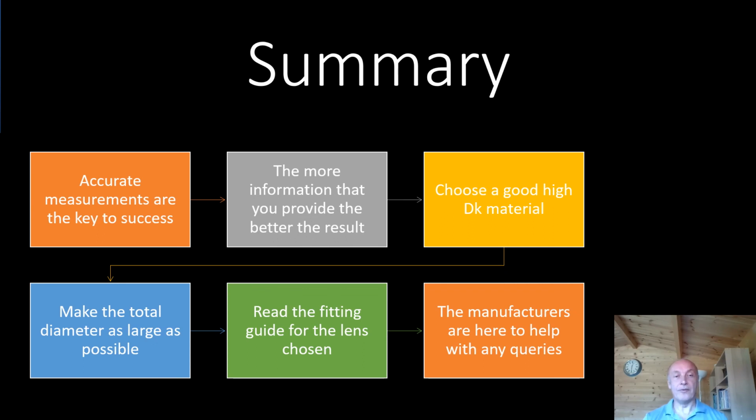So to summarise, accuracy of the measurements is key to success. The more measurements you give us, the better the result and the greater the success rate. For pretty much all patients now, choose a good, high quality, high Dk material and make the diameter of the lens as large as possible.